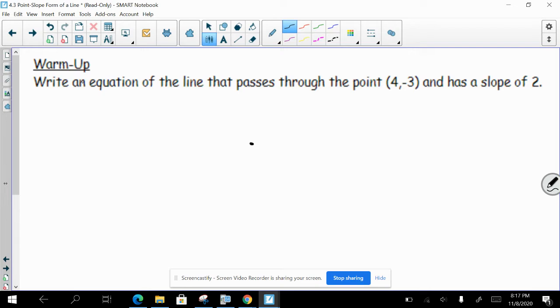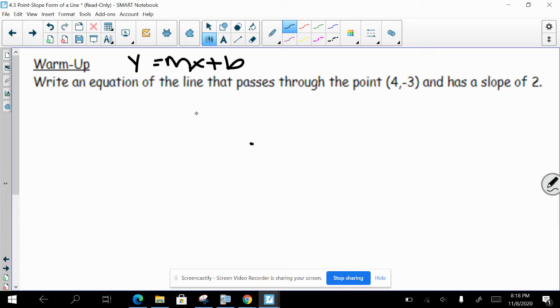So here's a warm-up question before you start. Think about what you learned last Wednesday and Thursday or Friday, how to write equations in slope-intercept form, y equals mx plus b. So say you have an equation of a line that passes through the point 4, -3 and has a slope of 2. Write the equation of the line. All right, pause the video and go ahead and try it using what you learned last week.